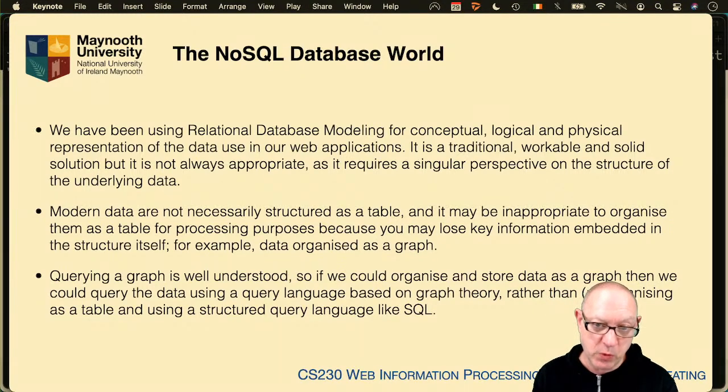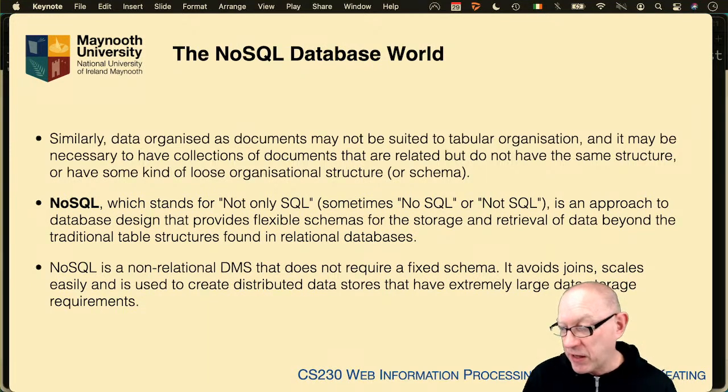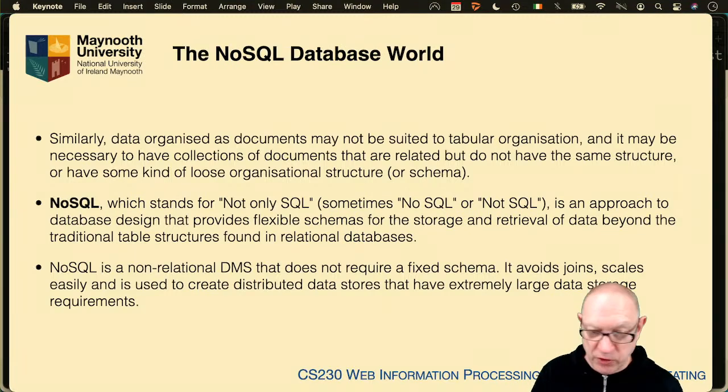So this is why we tend to have collection-based databases. Data organized as documents may not actually be suited for tabular organization. So it could be necessary to have collections of documents that are related but don't have the same structure, the same kind of loose organizational structure, or some kind of schema in place. So NoSQL stands for not only SQL. Sometimes it's NoSQL and sometimes not SQL. It's an approach to database design that provides flexible schemas for the storage and retrieval of data beyond the traditional table structure that is found in a relational database.